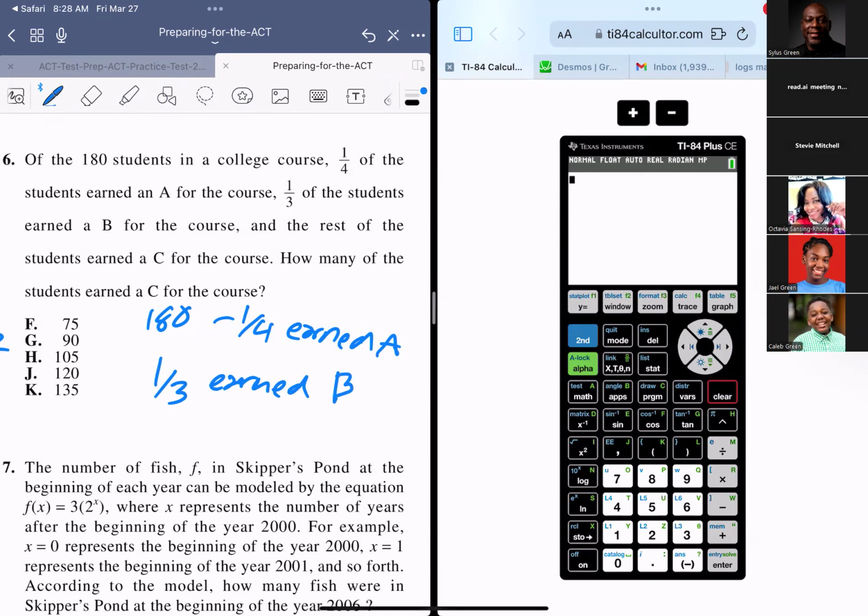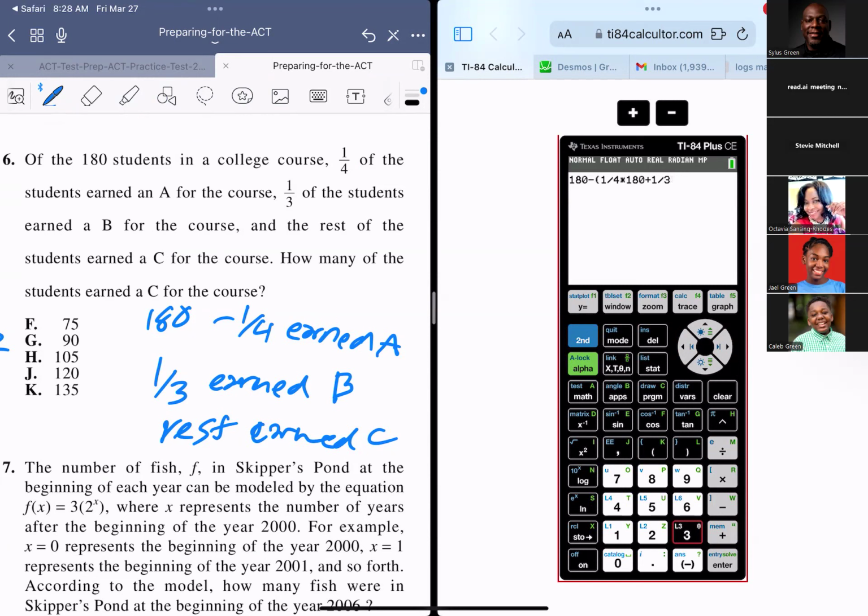The rest of the students earned a C. So how many earned a C? Okay, so for this one, I would do 180 minus 1/4 times 180, since 1/4 earned an A, plus 1/3 times 180. So we're putting all of this in parentheses, as you can see here, because we're doing 180 minus all of this.